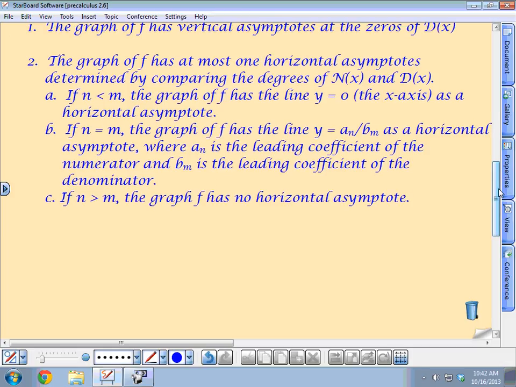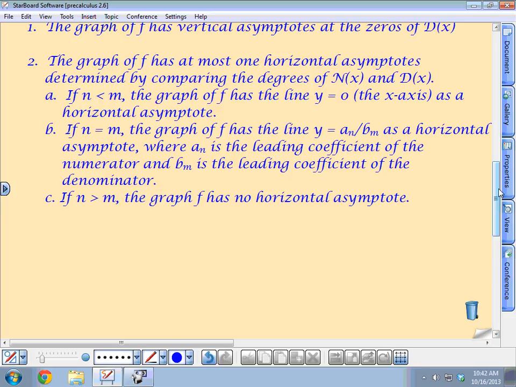So where does the leading coefficient come in again? If you have equal degrees, the ratio of the leading coefficients will give you your line. Okay, so what does this one tell us? It's 1/2. Right, so is there a horizontal asymptote? Yes. Where's it at? Y equals 1/2.